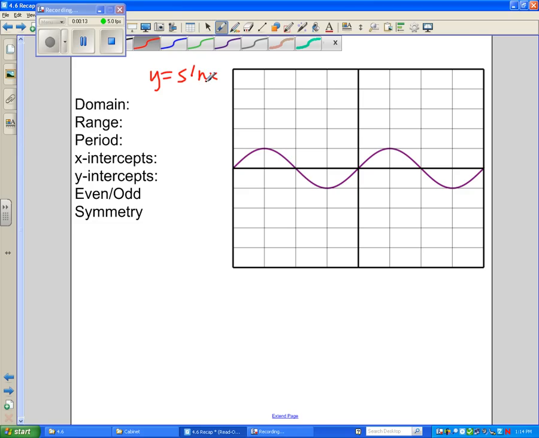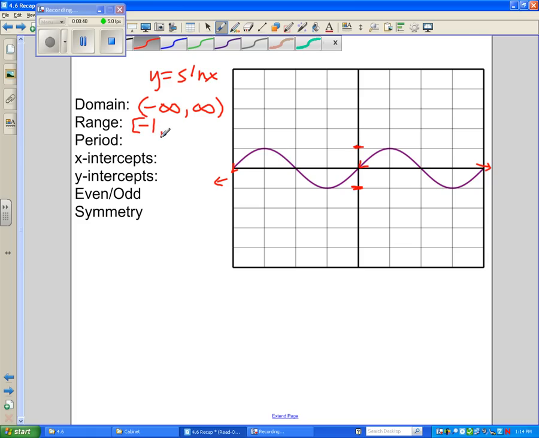Now, I haven't emphasized this yet. We've just been focused on one period. But remember that this period can continue infinitely to the left, and sine can continue infinitely to the right. So we say that the domain is negative infinity to infinity, remembering that we can't include infinities, so we have parentheses rather than brackets. Now the range for sine is -1 to 1, and it actually gets there because remember this is defined from the unit circle.